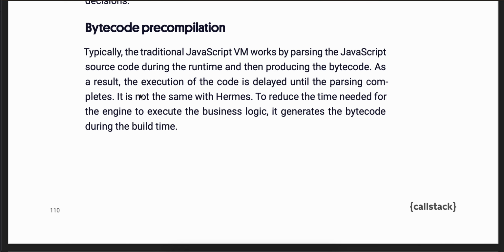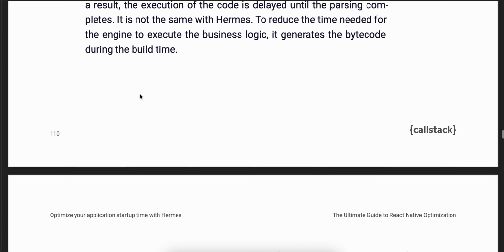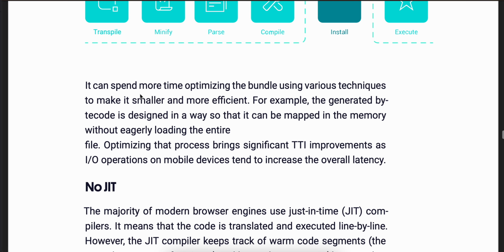Typically, the traditional JavaScript VM works by parsing the JavaScript source code during runtime and then producing the bytecode. As a result, the execution of the code is delayed until the parsing completes. It is not the same with Hermes. To reduce the time needed for the engine to execute the business logic, it generates the bytecode during the build time. It can spend more time optimizing the bundle using various techniques to make it smaller and more efficient. For example, the generated bytecode is designed in a way so that it can be mapped in memory without eagerly loading the entire file, optimizing the process and bringing significant TTI improvements, as I/O operations on mobile devices tend to increase the overall latency.